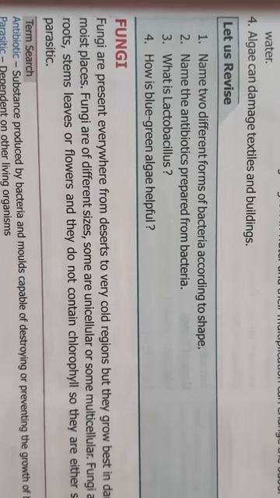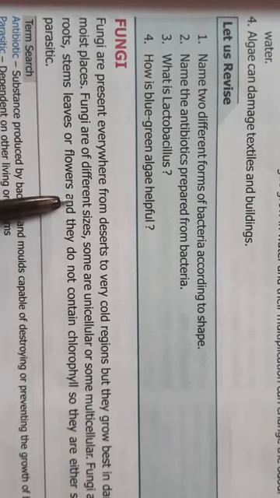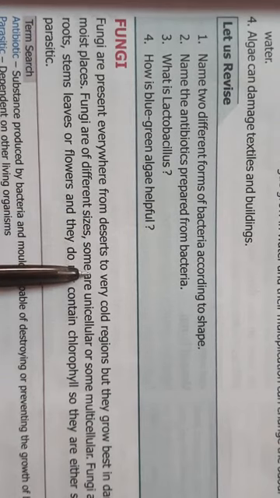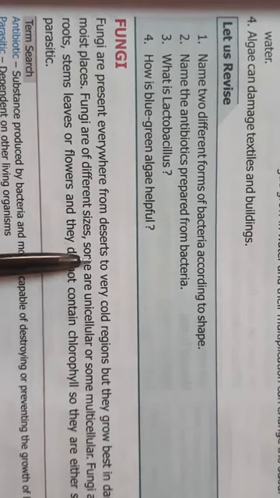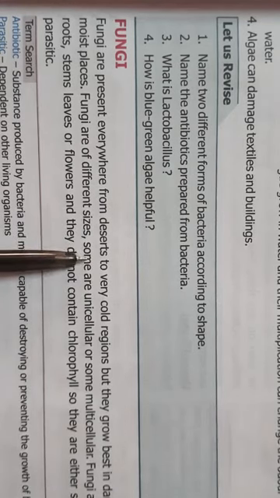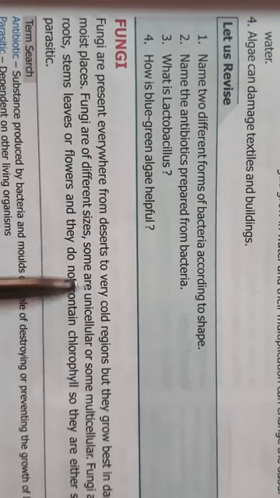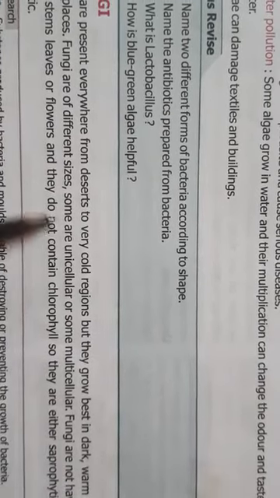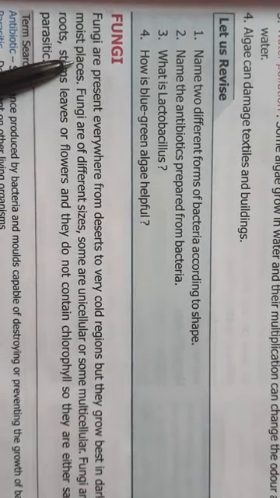Today we will start with fungi. Fungi are present everywhere, whether it is in deserts or in the cold regions. From deserts to the cold regions, fungi are present everywhere. But you can see fungi growing maximum in dark, warm and moist places. That means wherever there is moisture and warmth and it is dark, the fungi will grow there.